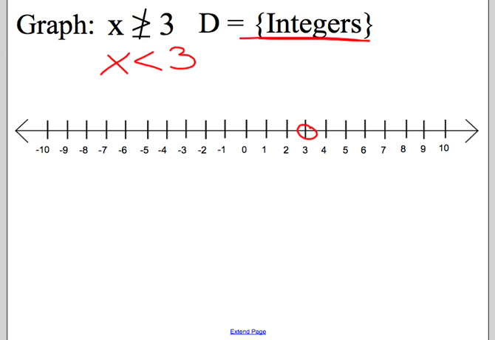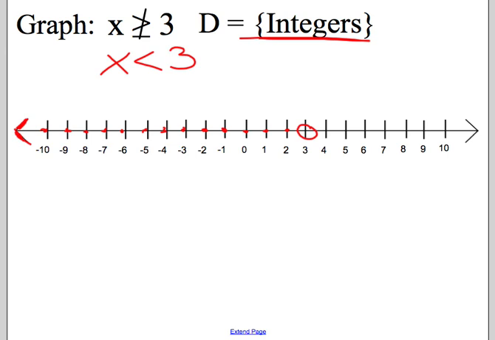What are the integers? Okay, -1. What about these 3? Aren't those integers as well? Yes. 0, 1, and 2 are also integers. And to show that that would continue in that direction, we would just highlight the arrow piece.